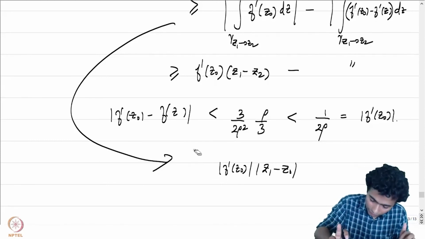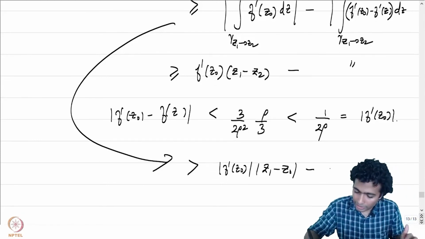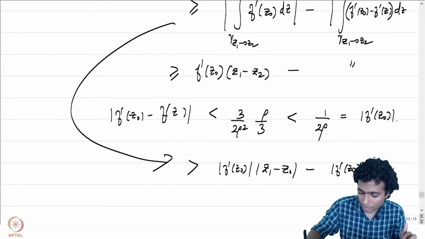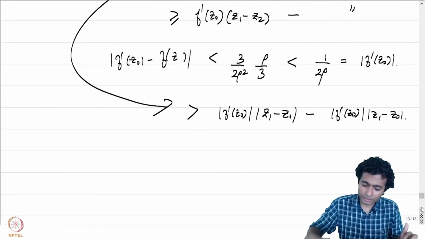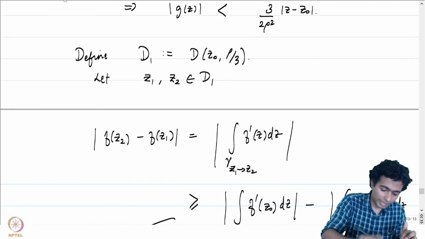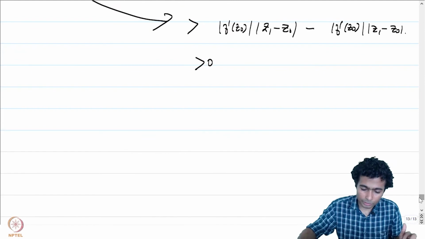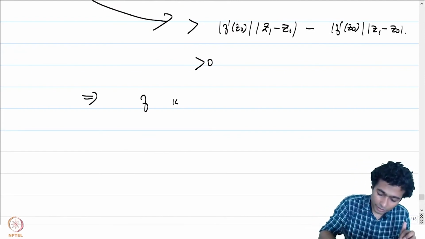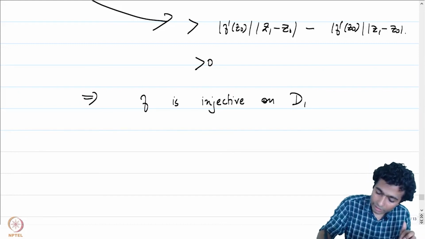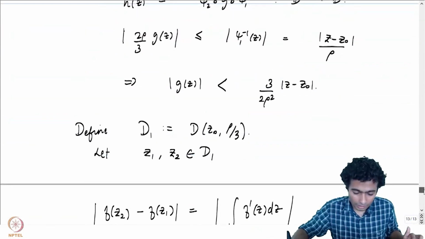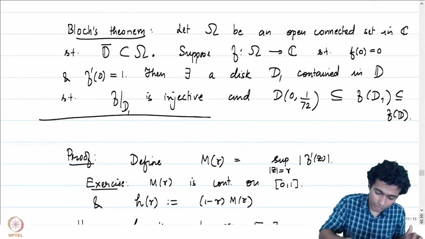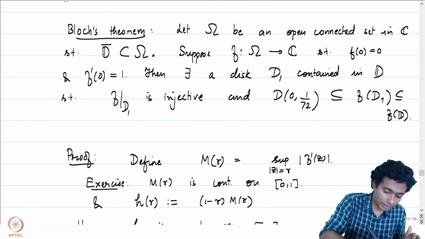And because of the strictness of the inequality, let me replace it by a strict inequality here, minus f prime of z naught times mod of z1 minus z0, which in particular is greater than 0. So what did we start off with? We started off with f of z2 minus z1. We showed that the absolute value has to be greater than 0, which tells us that f is injective on d1, and that is one of the conclusions of Bloch's theorem. We observed that f restricted to d1 is injective.